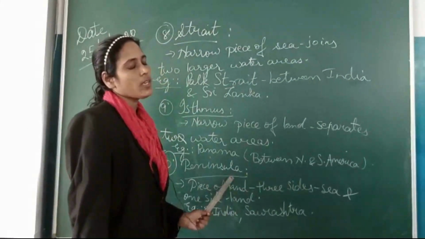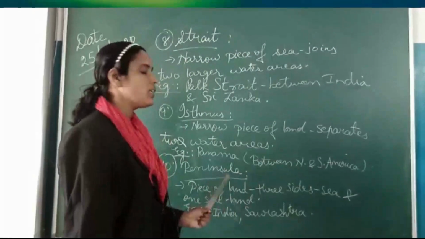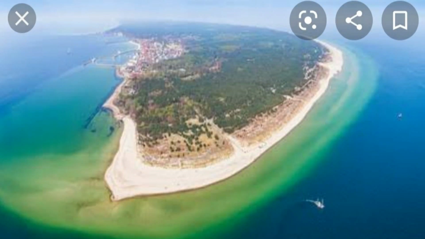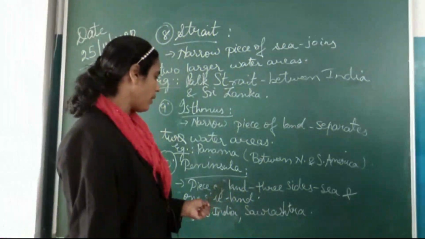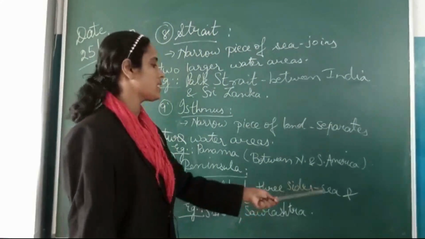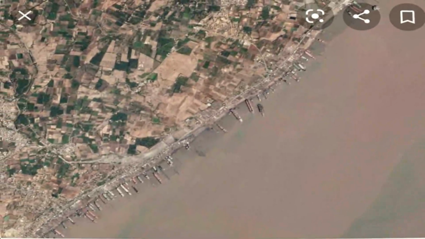Next is peninsula. Students, in the textbook it is written as peninsular. Peninsular is the form in which we say peninsular areas. Actually, the word is peninsula. A peninsula is a piece of land surrounded by water on three sides. Sea on three sides, and one side is land. Example, South India and Saurashtra in Gujarat.